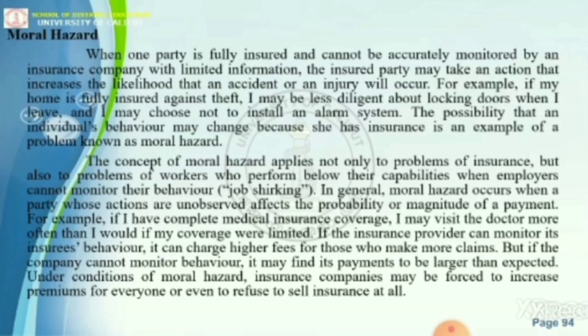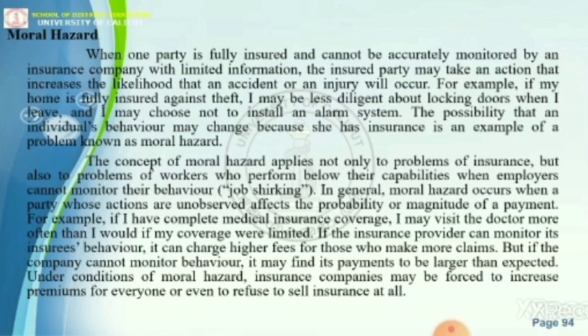The possibility that an individual's behavior may change because she is insured is an example of a problem known as moral hazard. So the concept of moral hazard applies not only to problems of insurance but also to problems of workers who perform below their capabilities when employers cannot monitor their behavior. It is job shirking, right? This is another theory, no?